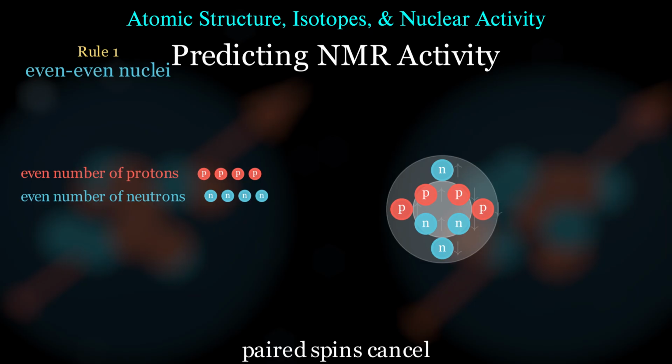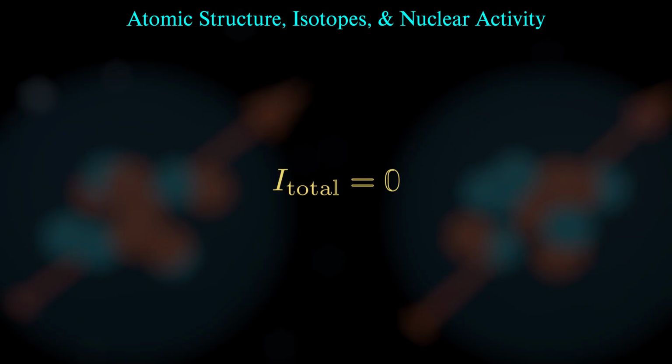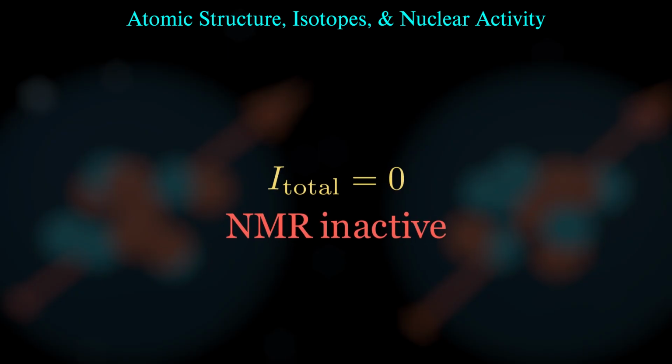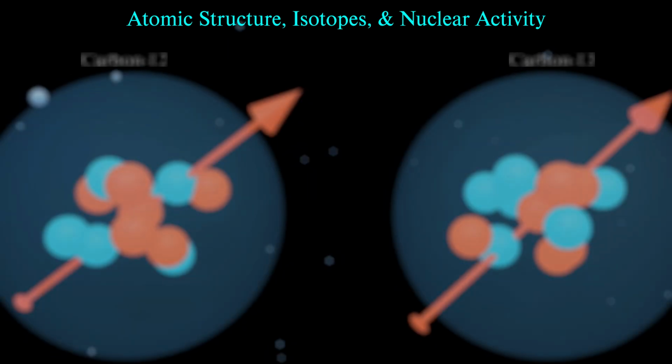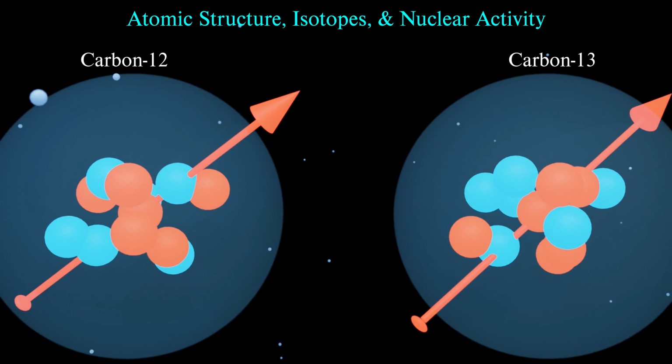So the protons cancel, and the neutrons cancel too. That gives a total nuclear spin of 0, making the nucleus NMR inactive. And now we can explain why carbon-12 is inactive and why carbon-13 is active. Carbon-12 has 6 protons and 6 neutrons, even. But carbon-13 has 6 protons and 7 neutrons.